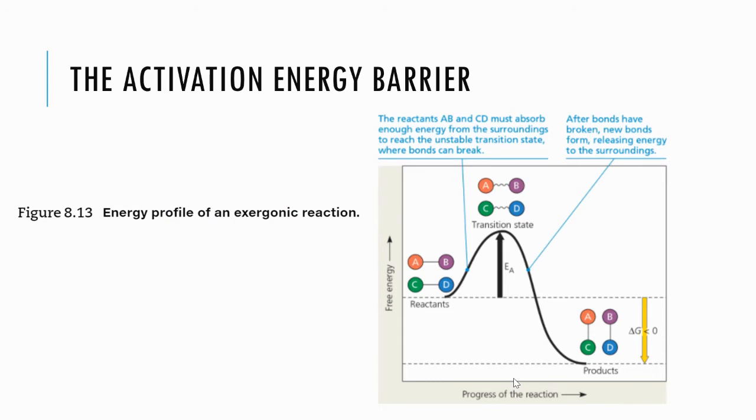which you can see here. So we start with our reactants that have a higher amount of free energy than the products. They have to go up the hill to the transition state before they're able to make and break bonds, or break and make bonds, and then the products are formed.